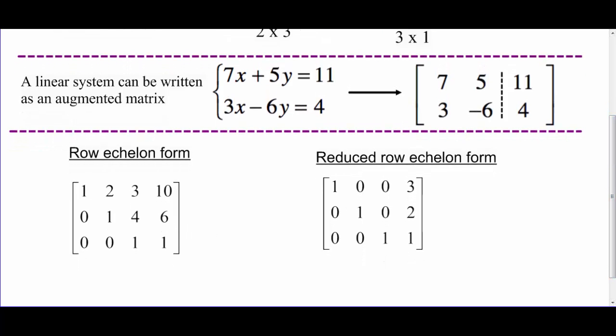Now, we've got a couple of forms that we'll talk about. Row echelon is the first one. The key to row echelon form, and this is, by the way, what we're going to be headed toward today, is that we have zeros right down here in this bottom left-hand corner.